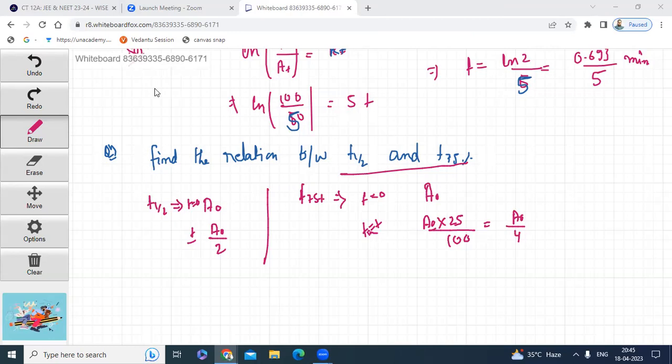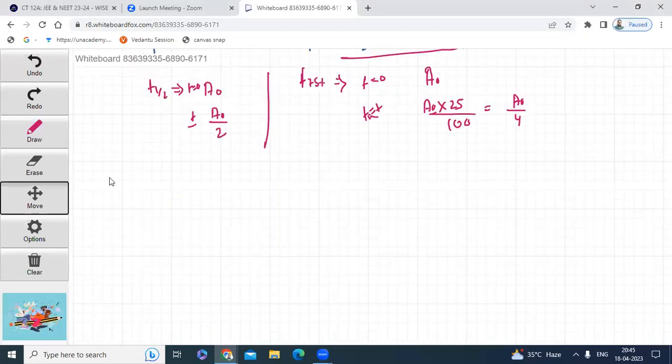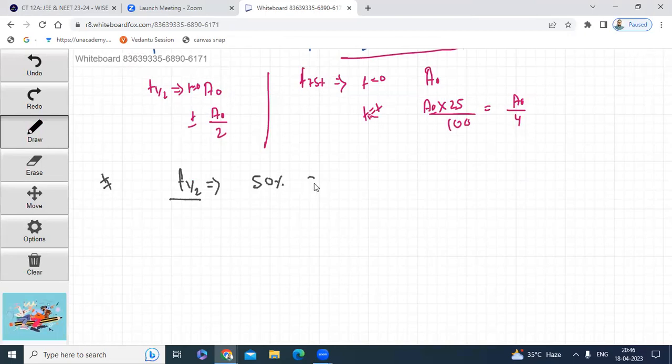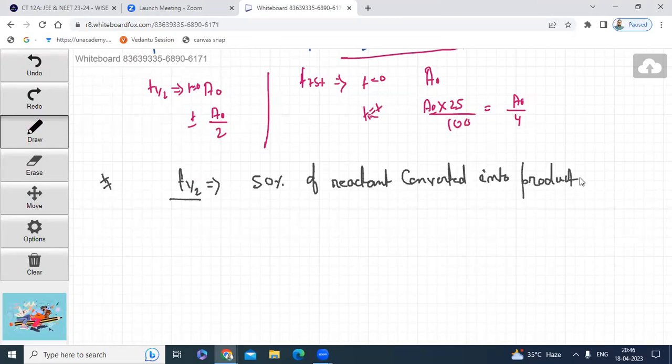Okay, what will be your answer? I am explaining. Firstly, I am calculating the formula for the T half. What is meant by the T half value? T half means that 50% of the reactant is converted into product.